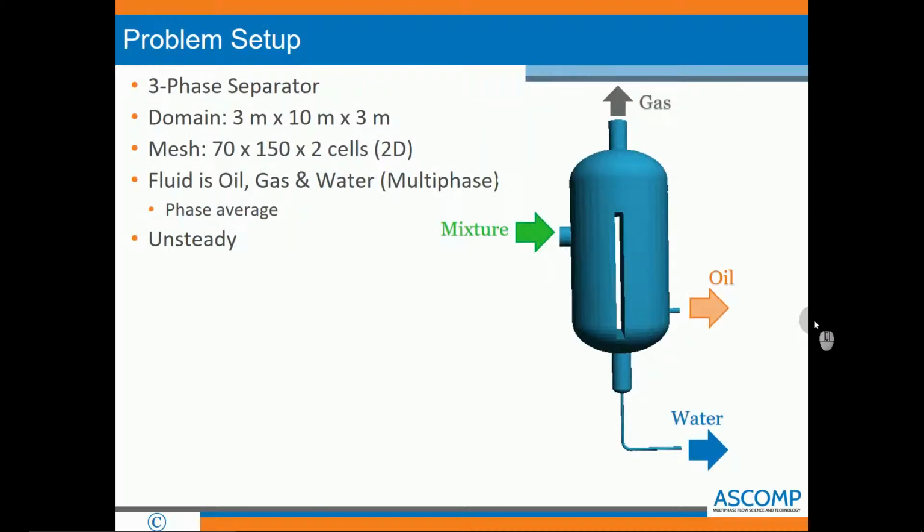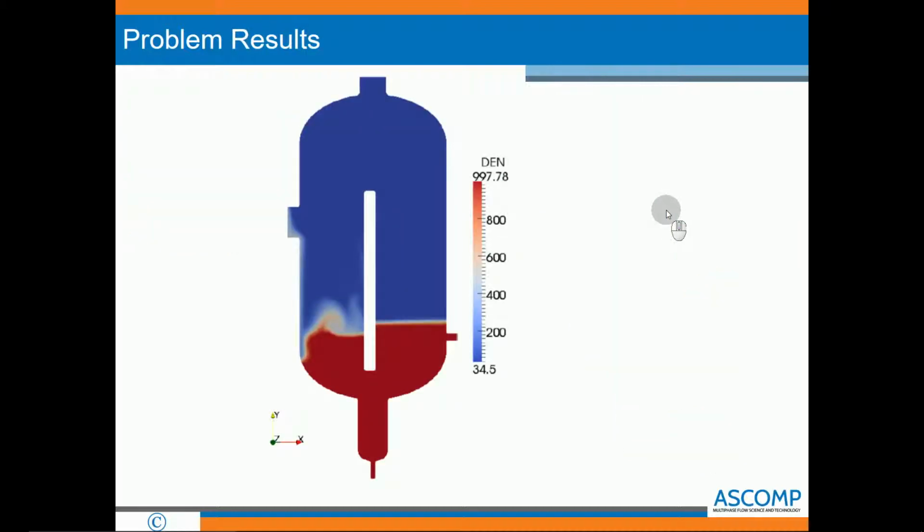Our problem is as follows. We have a mixture entering a separator, and the mixture consists of gas, oil, and water. At the bottom, we have two pumps, one removing oil and the other removing water. Through the top, we have gas exiting through a pressure boundary condition. Our problem is set up as 2D and unsteady. Here, I've shown the results so you can get an idea of what we expect to see. We have our mixture entering and each phase exiting.